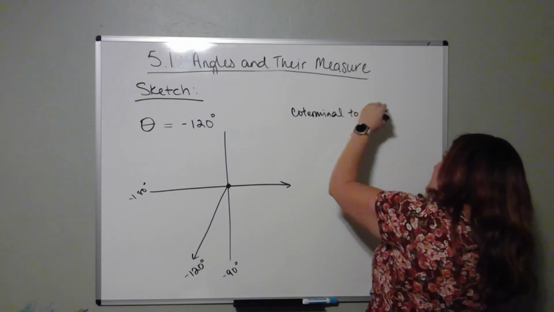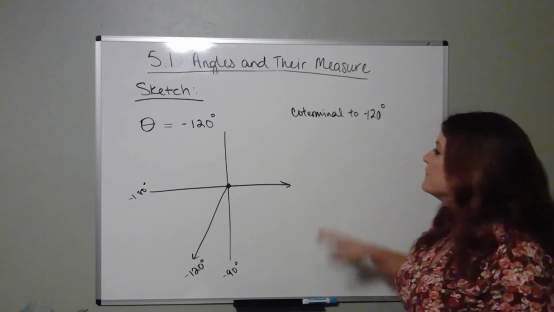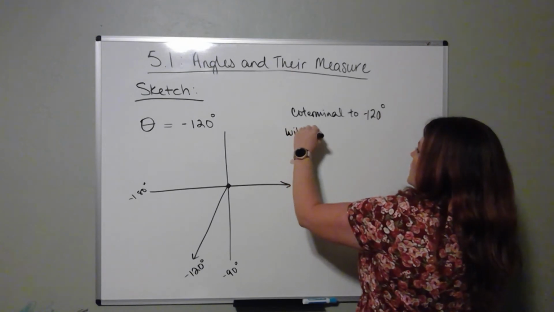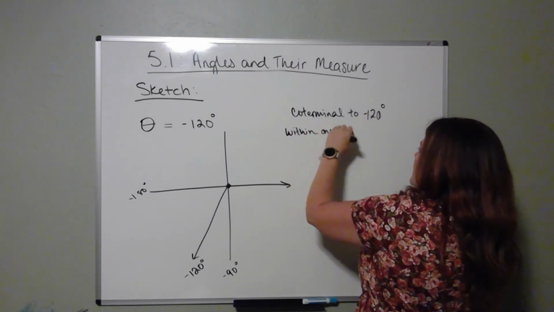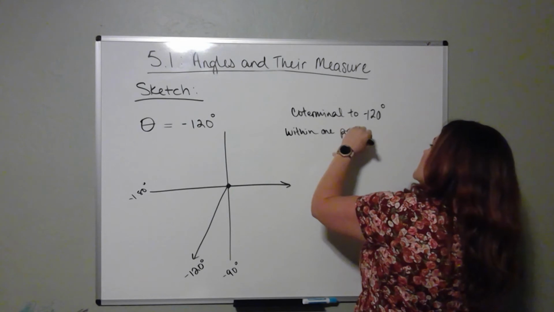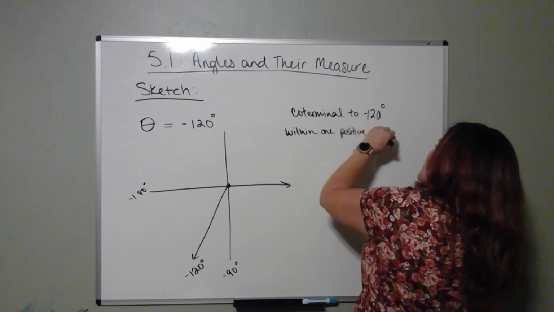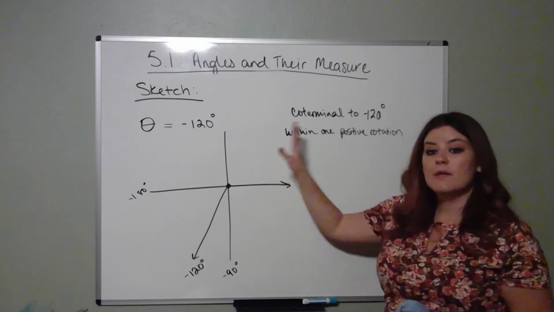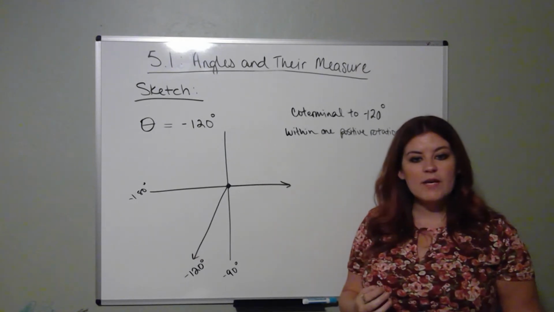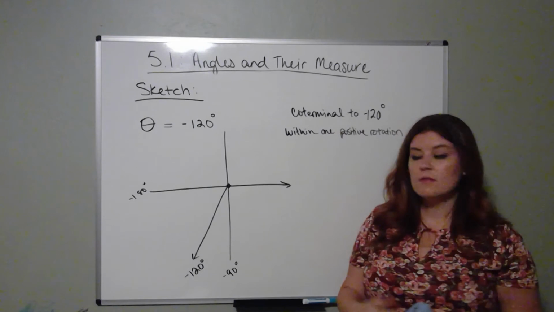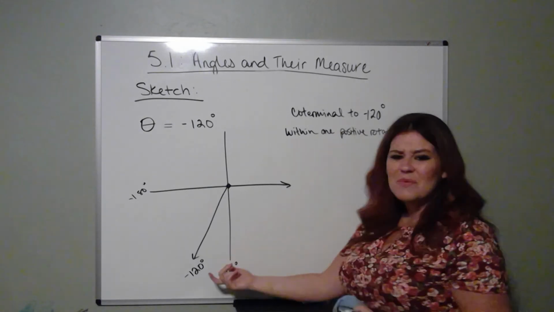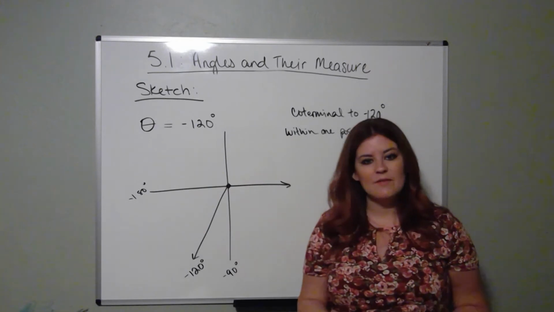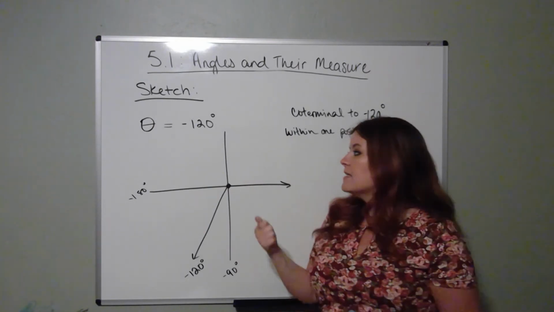Sorry, I struggled with that one. Coterminal to negative 120 within one positive rotation. You guys, you'll notice that when we're looking for coterminal angles, it's not enough to just say I want it within one rotation. You're always going to find it within one positive rotation. So I say, oh, 120, it's within one rotation, but it's a negative. You guys, that's the problem. I need to make it positive.